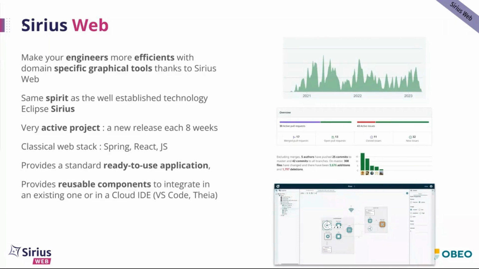Sirius Web is a highly active open source project with a new release being made available every 8 weeks. It is built upon a classical web stack utilizing Spring, React, and JavaScript. Sirius Web offers a ready-to-use application and reusable components that can be integrated into existing applications or cloud-based IDEs such as VS Code or Theia.